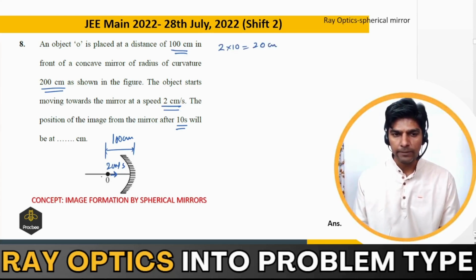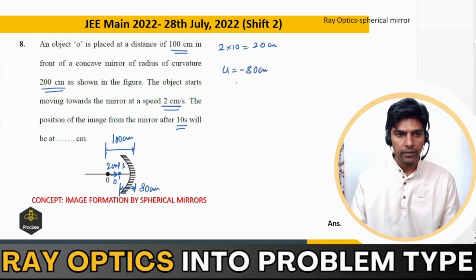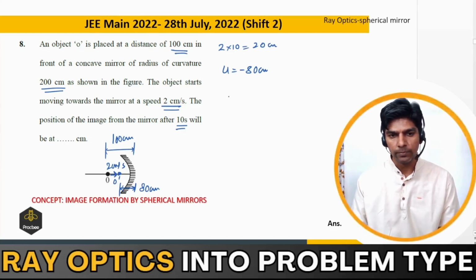So what we can say, if it is 100, after 10 seconds, let us say O prime is the new position. Its distance from the pole will be 80, right? It will be 80 centimeters. So we can say U will be minus 80. And focal length is not given, and we have to find the position of the image.